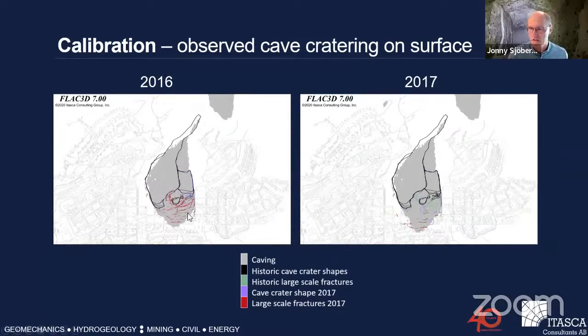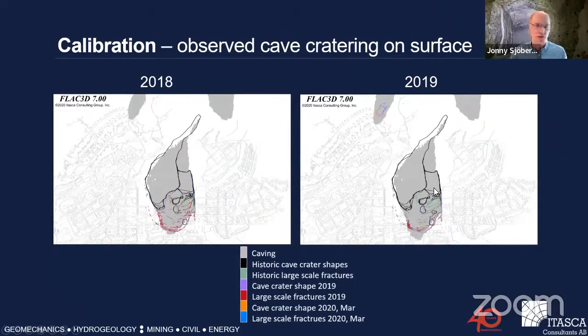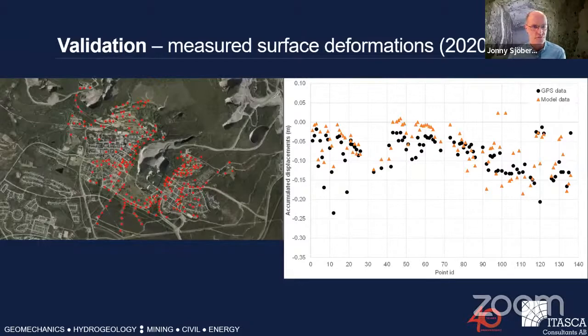We follow the development of fracturing and cave cratering. So we're quite happy. This is a well-calibrated model. But is it validated? No, not really. So what was done here was to calibrate against one set of data, observed cratering, and try to validate against measured deformation. So it's a different data set and different values. Black is measured data and orange is data from the model. And although there are some discrepancies here, you see that the overall trend is quite good. There's fair agreement here.